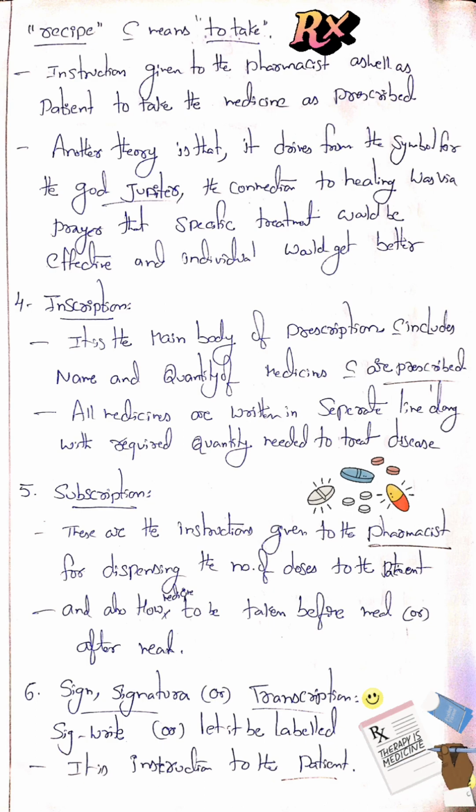Next is inscription. It is the main body of the prescription, which includes the name and the quantity of the medicines which are prescribed. All medicines are written in separate lines along with the required quantity needed to treat the disease. It is filled completely by the prescriber.